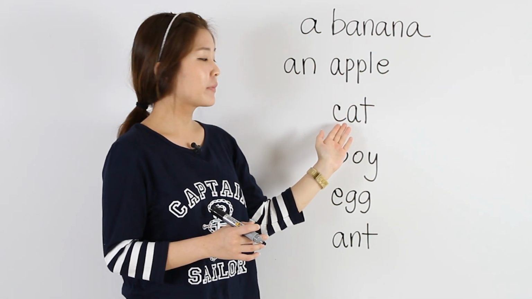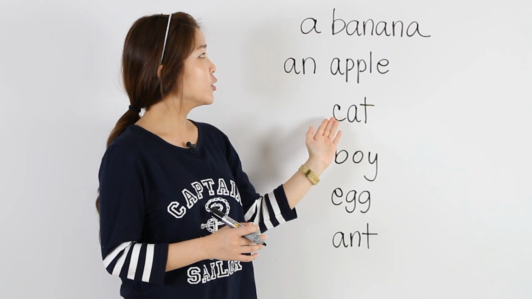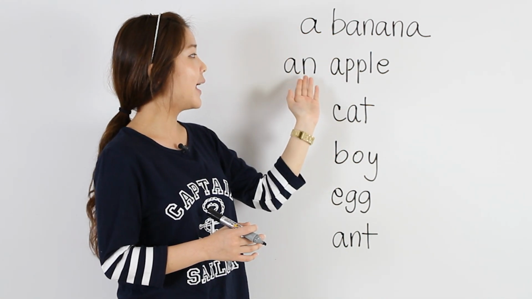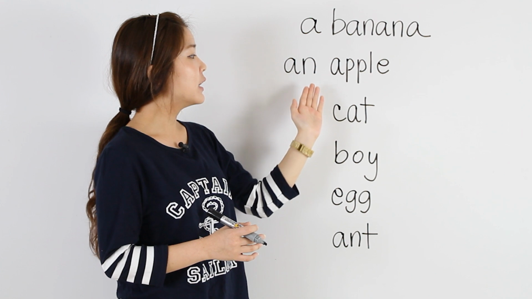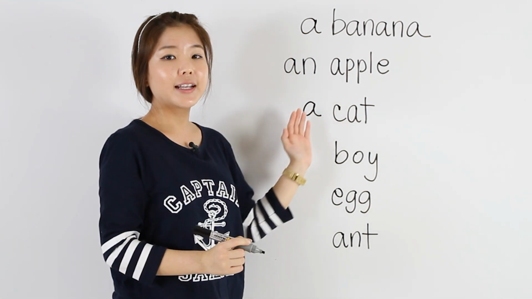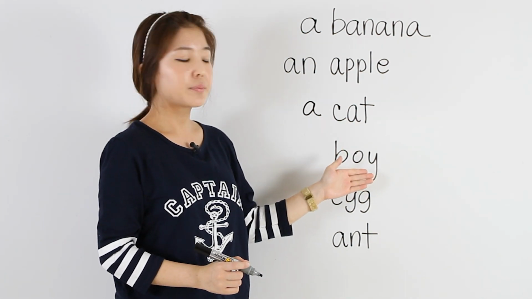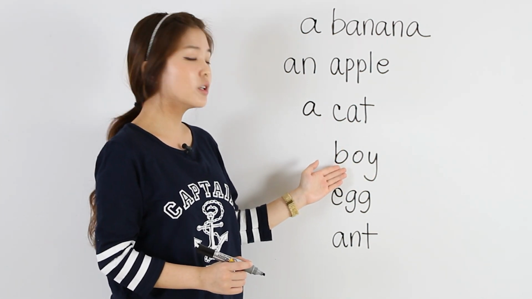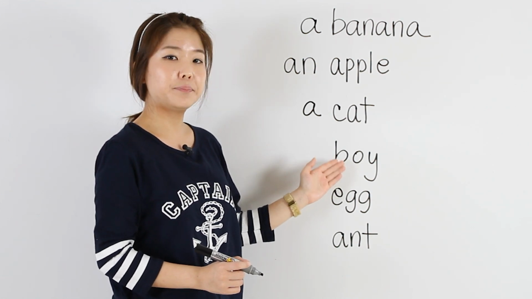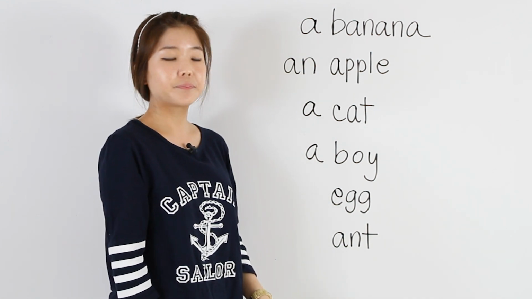Cat. The first letter, C, is a consonant. So should we put a or an? Remember, if it's a consonant, we have to put a cat. The next word, boy. Again, the word starts with a consonant, B. So we have to say a boy.